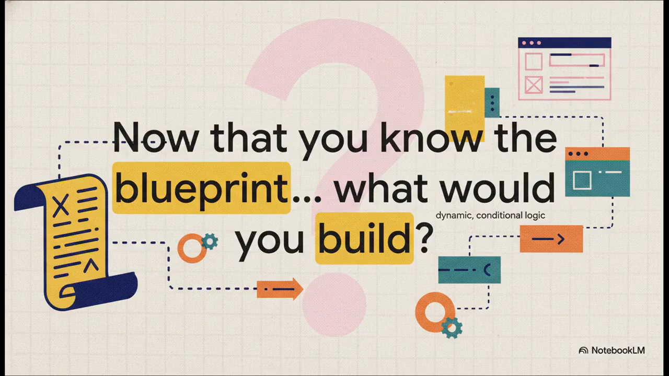So we've seen how a simple text file, a blueprint, can define everything from pages and sections all the way down to individual fields. It can even create dynamic conditional logic without any complex code. It's a really powerful reminder that sometimes the most elegant solution is just about clearly describing what you want instead of getting lost in exactly how to build it. So now that you know how the blueprint works, what would you build?